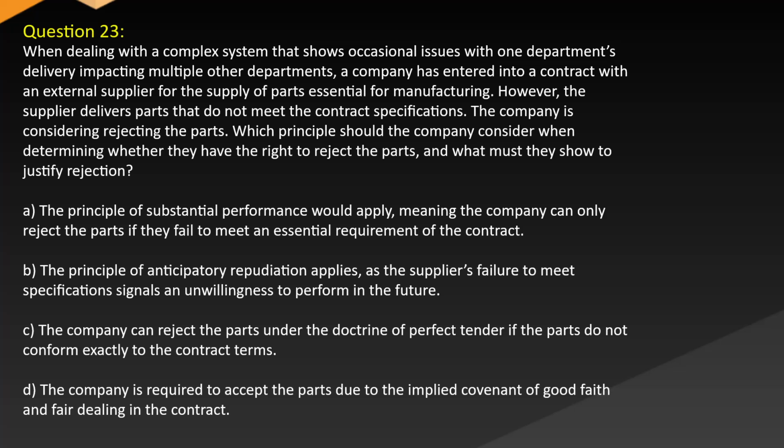to justify rejection? A. The principle of substantial performance would apply, meaning the company can only reject the parts if they fail to meet an essential requirement of the contract. B. The principle of anticipatory repudiation applies, as the supplier's failure to meet specifications signals an unwillingness to perform in the future. C. The company can reject the parts under the doctrine of perfect tender if the parts do not conform exactly to the contract terms. D. The company is required to accept the parts due to the implied covenant of good faith and fair dealing in the contract.